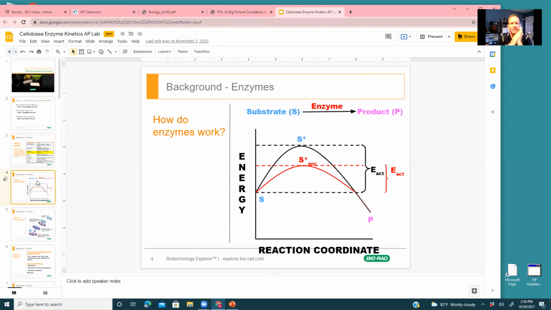So that said, how do they work? Remember, we have the substrate and enzyme. They're going to form together and make a complex, and then they're going to produce a product. An enzyme reaction would normally occur on its own, it just might need a whole lot more activation energy if it's uncatalyzed. We have an enzyme with it.